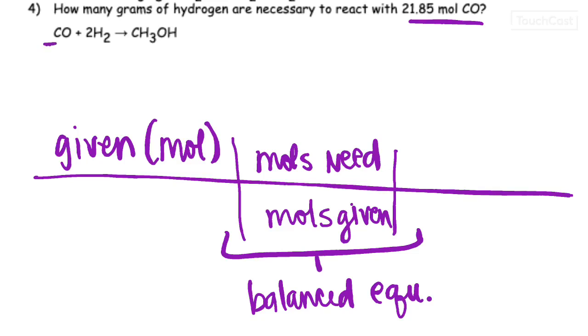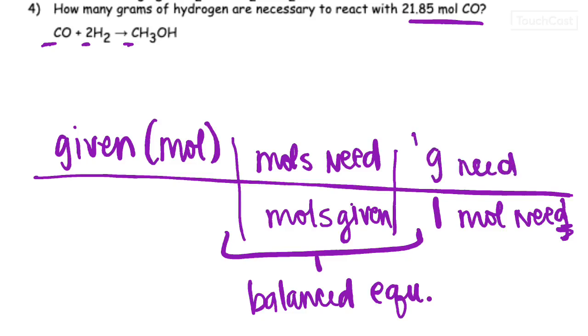And if you look, you're going to look at the coefficients in front of each compound. We then need to cancel out. So we'll have 1 mole of need per grams of need. And we're going to use this because we're going to plug in our molar mass of need right there. This is always going to be a 1 because the units of our molar mass are grams per 1 mole.